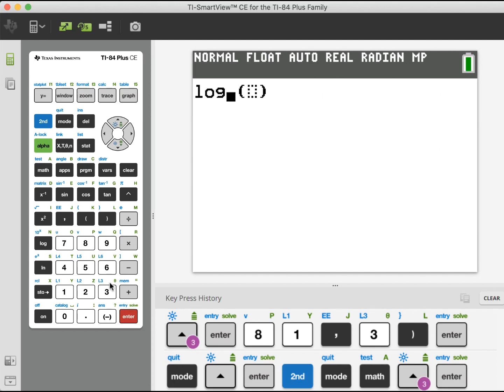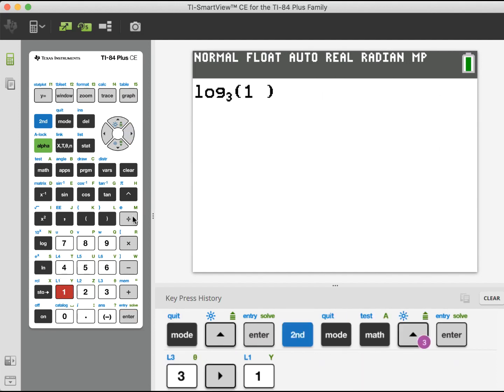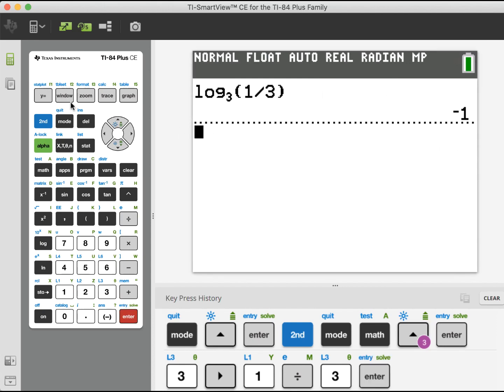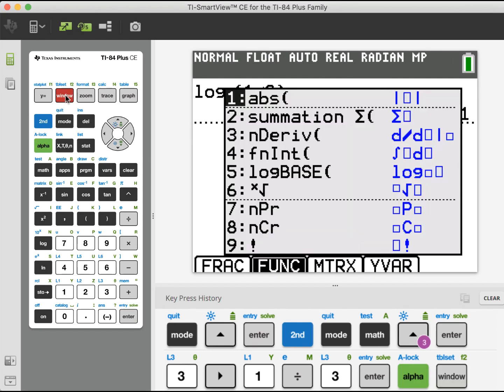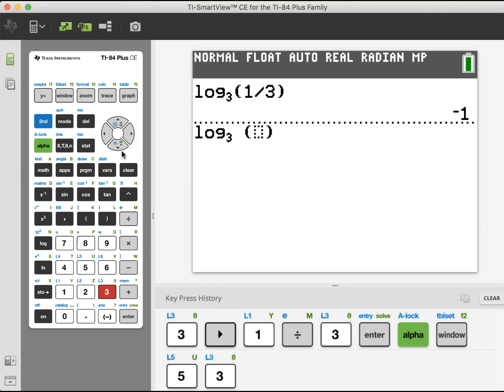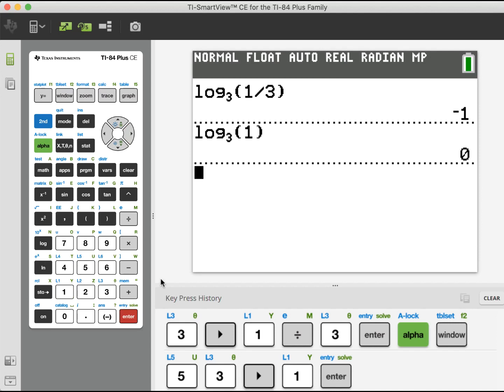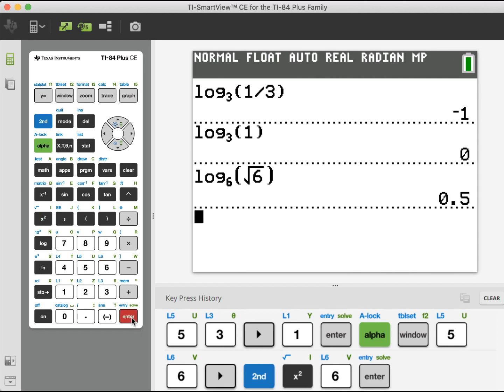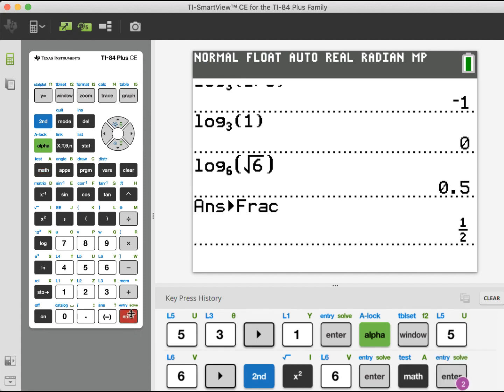Anyway, we want to see log base 3 of 1/3. -1, good. The next one is log base 3 of 1. Now, if you do alpha window and then 5, that gives you the log base as well. So log base 3 of 1, and then click enter. Should give you 0. Now we have base 6 of the square root of 6. Click enter. That gives us 0.5. Now, I don't ever want to see decimals, so just press math, enter, enter, and that will give you a fraction. Good.